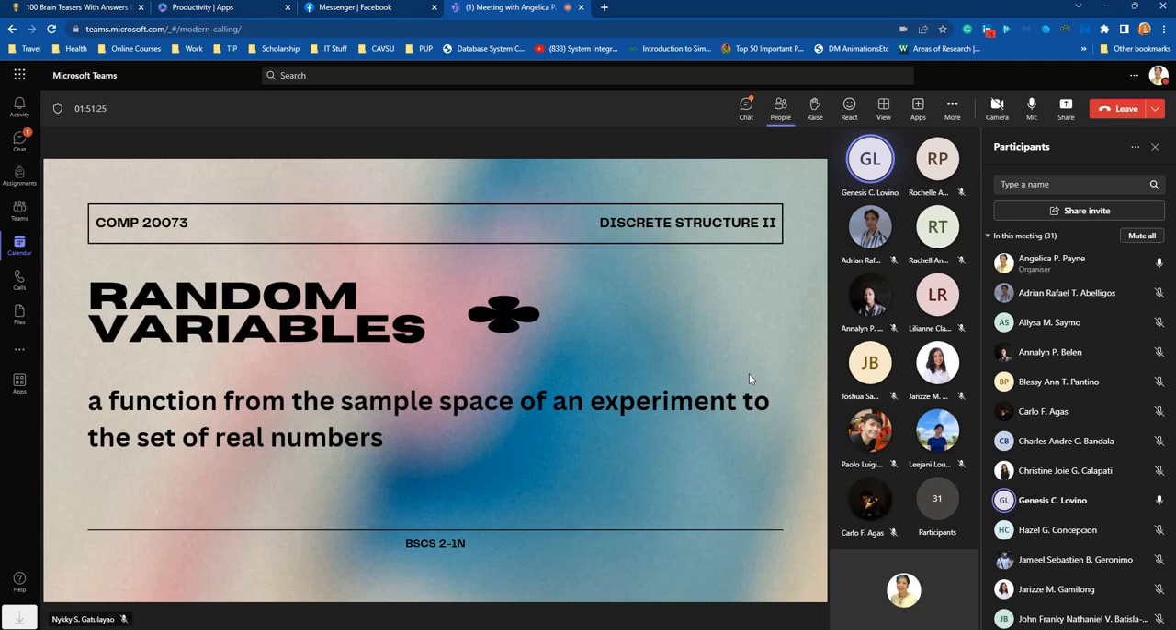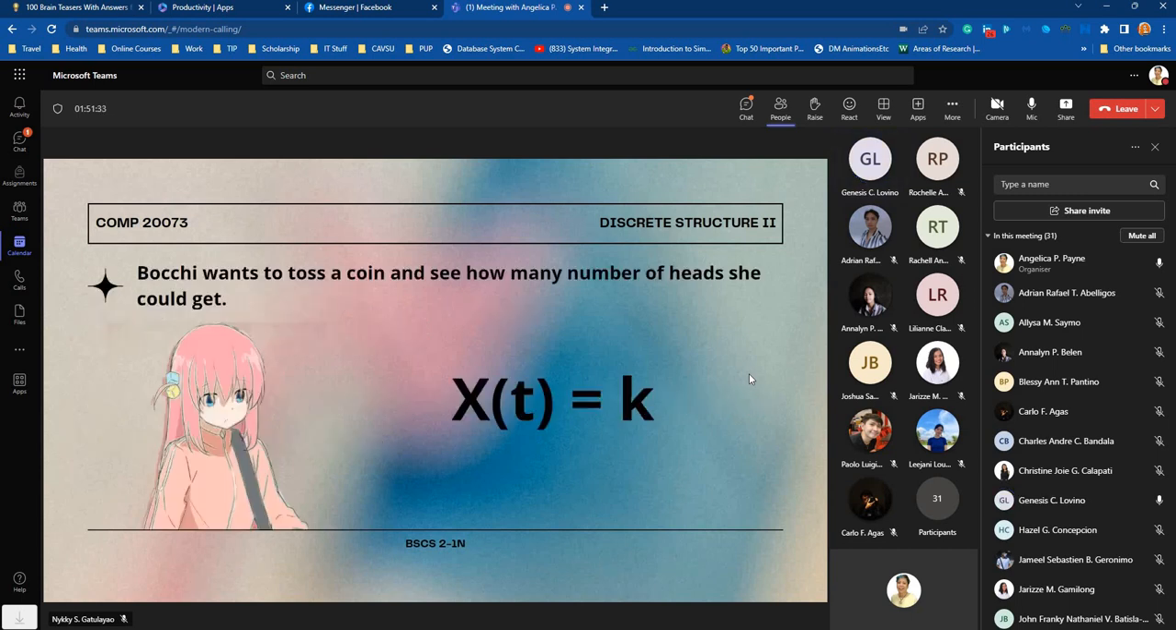Let's say for example, Butchie wants to toss a coin and see how many heads he could get. So usually makikita yung mga formula dyan is an X, which is yung coin, and then X of t, yung outcome, is equals to k, yun yung number of heads. So let's say for example, we need to see kung ilang heads ang makukuha niya in one flip.